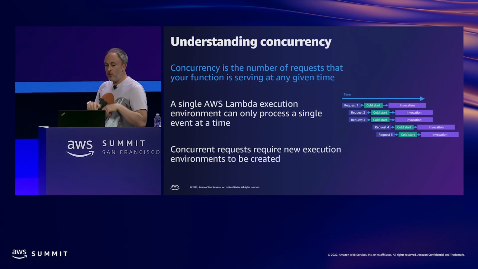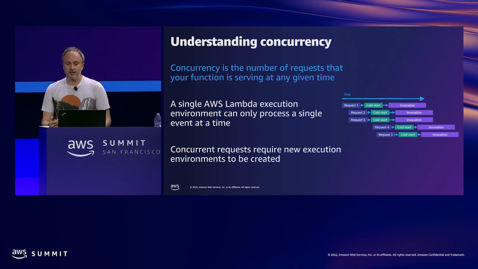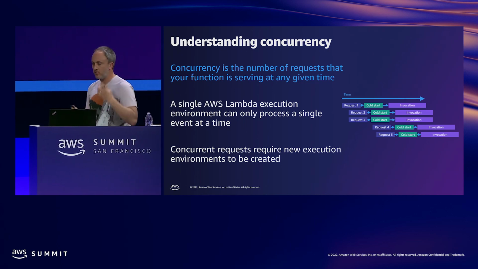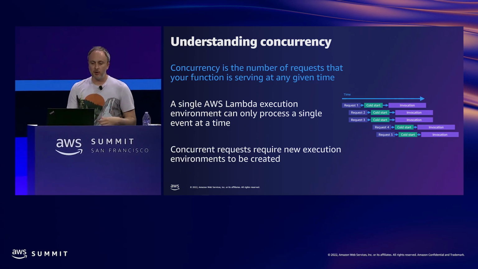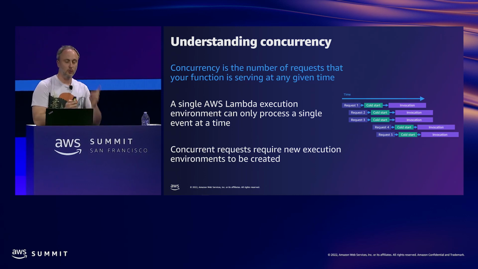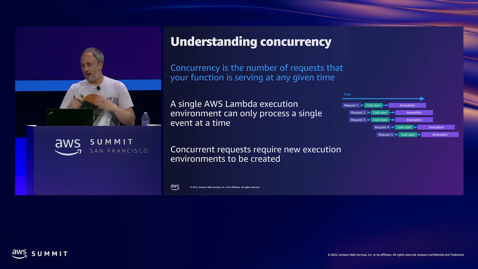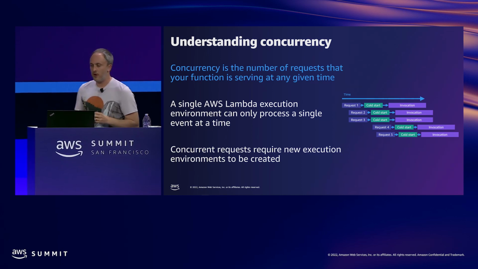I think it's useful to understand concurrency to understand how you can help reduce this cold start issue and why these cold start issues are happening, right? So concurrency is the number of requests that your one function is serving at any given time. And each Lambda execution environment can only run one single event at a time.